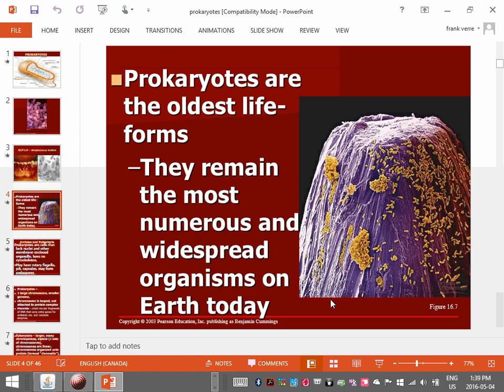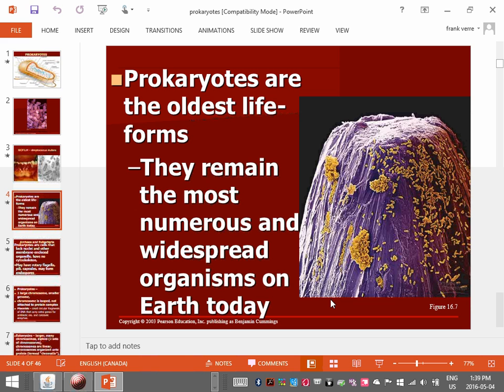We know they're widespread. You can pretty much find them anywhere. Okay, they can survive some pretty crazy environments. You can find them in nuclear reactors. Okay, you can find them in frozen lakes. You can find them in really hot environments, really cold environments. They're everywhere.